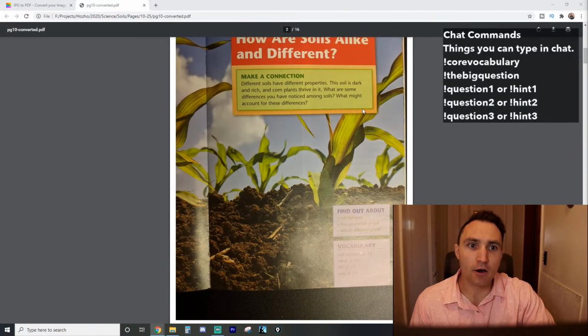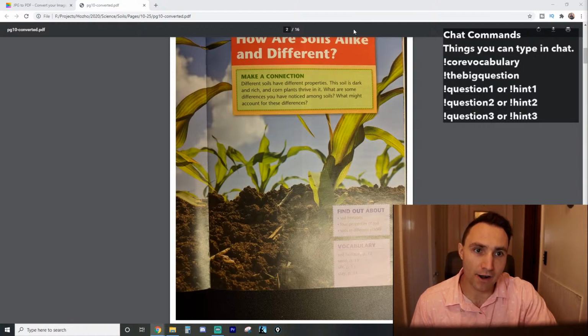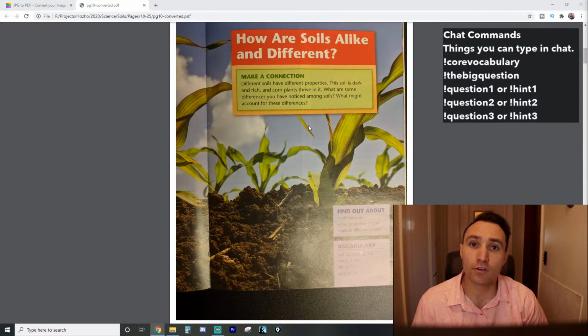So we are learning how soils are alike and different. We are comparing them and contrasting them. So let's make a connection. Different soils have different properties. This soil is dark and rich, right here referring to the picture, and corn plants thrive in it. What are some differences you have noticed among soils? What might account for these differences?